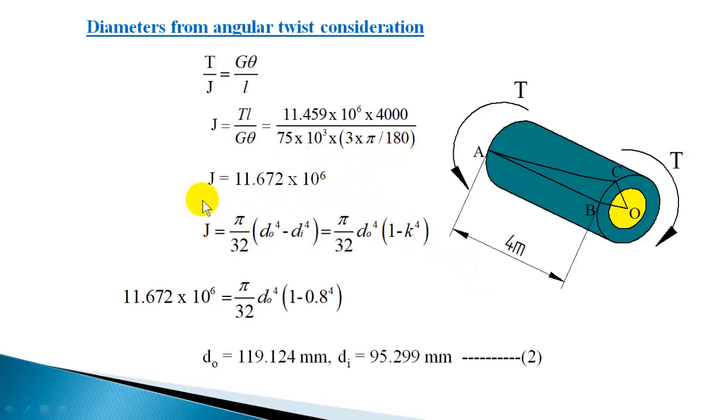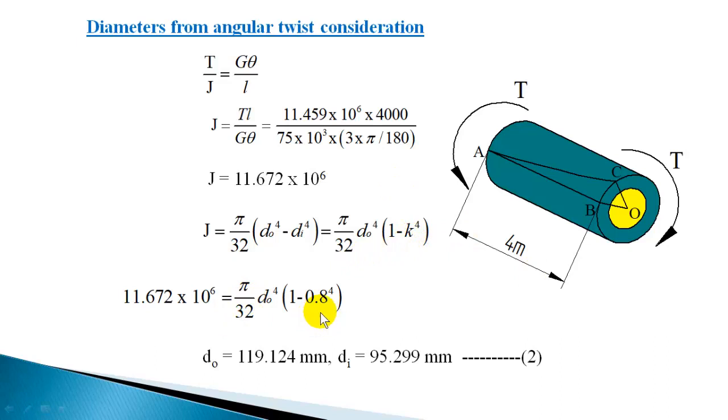By solving this, you get the polar moment of inertia. Since this is a hollow shaft, polar moment of inertia is pi by 32 into d naught to the power of 4 minus di to the power of 4, or pi by 32 into d naught to the power of 4 into 1 minus k to the power of 4, because if you take d naught to the power of 4 outside, you will get 1 here, and di to the power of 4 divided by d naught to the power of 4, which is k to the power of 4, where k is di by d naught. Now k we know is 0.8, the diameter ratio.